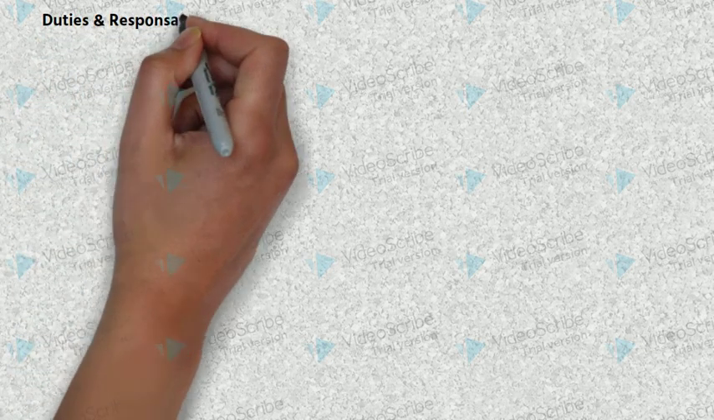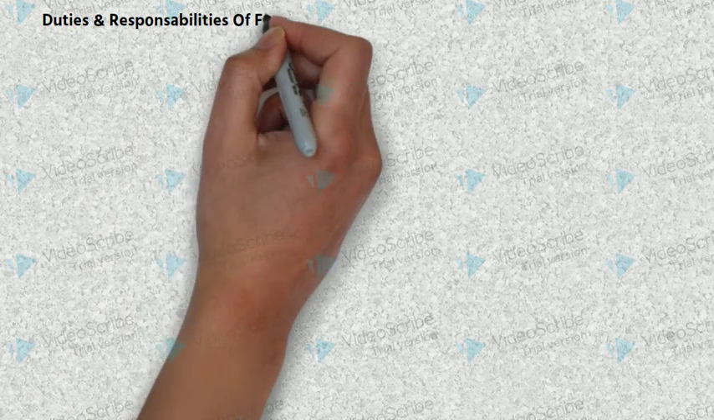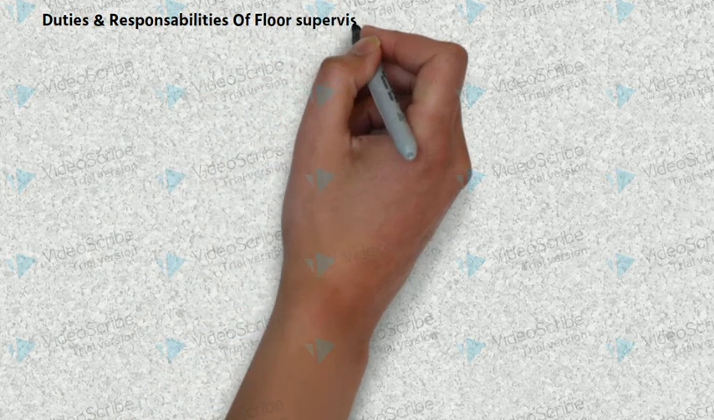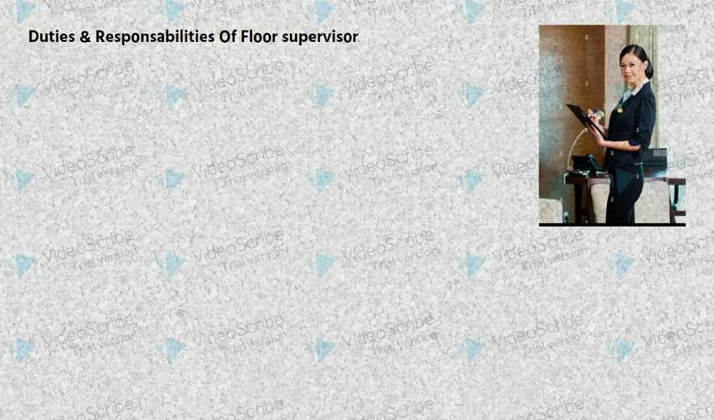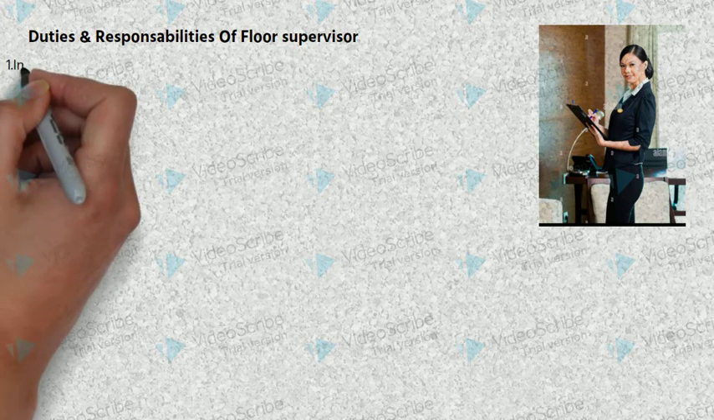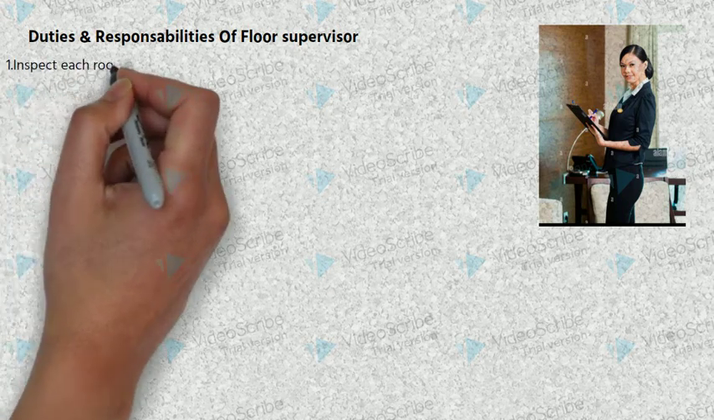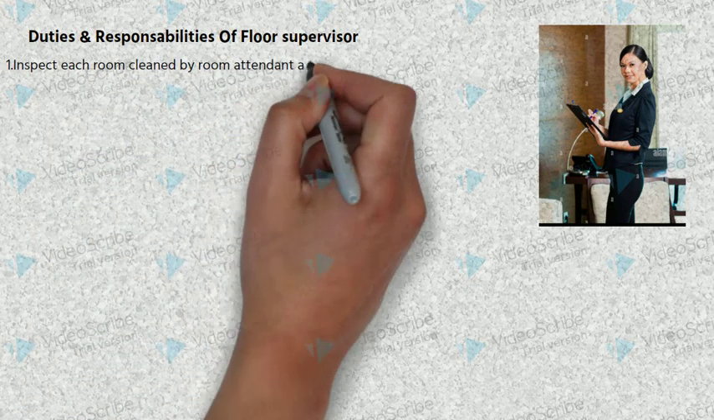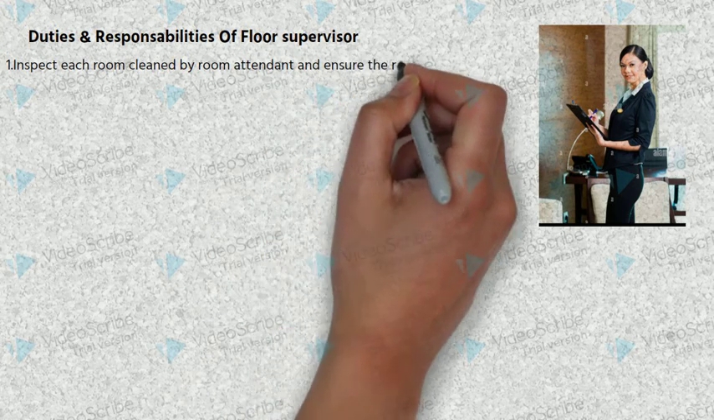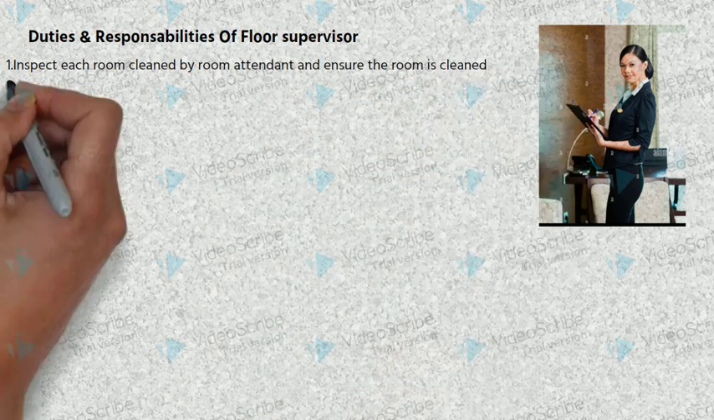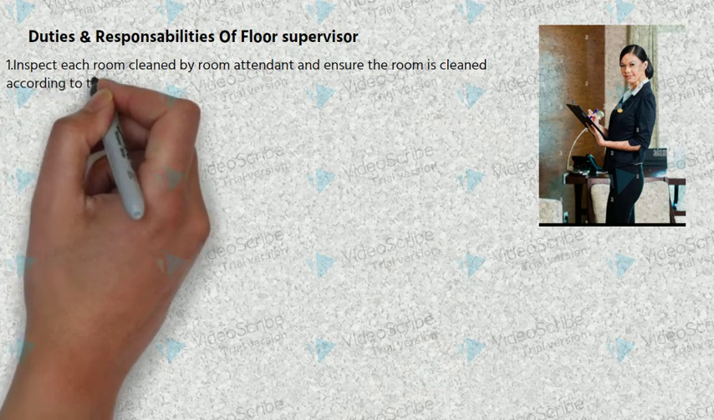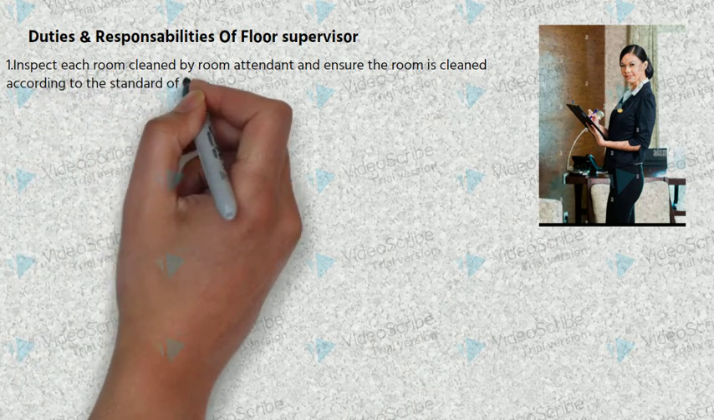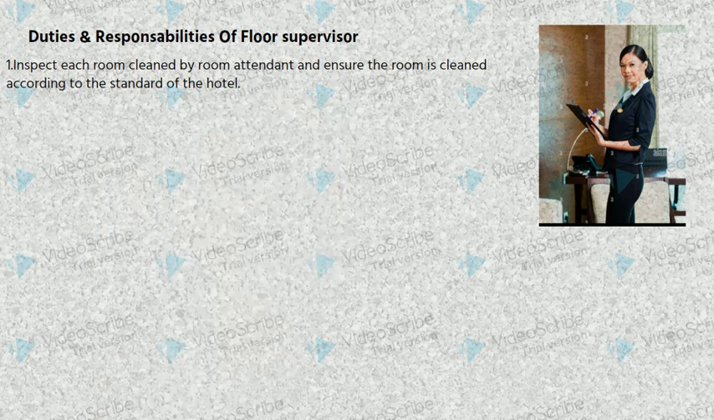Duties and responsibilities of a floor supervisor. If you are working in a 5-star hotel, you are supposed to check the rooms cleaned by the room attendant, and at least 60 rooms in a day have to be checked by the floor supervisor, including vacant rooms, occupied rooms, and departure rooms. And all these rooms have to be cleaned according to the standard of a 5-star hotel.